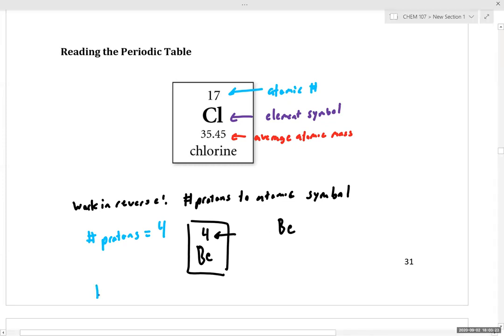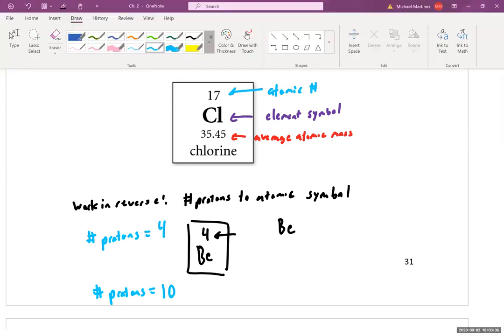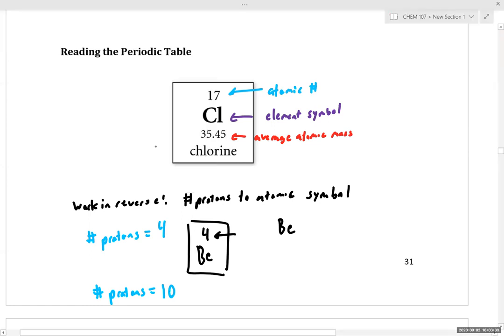For one more example, if we're given that the number of protons were equal to 10, which element has 10 protons? Which element has an atomic number of 10? That would be neon. So we can work backwards from the atomic number to the symbol using the periodic table.